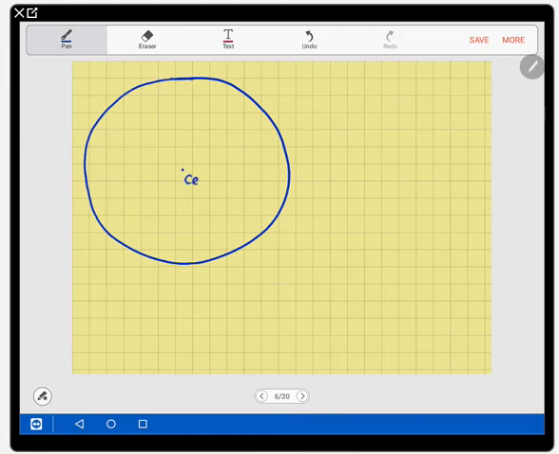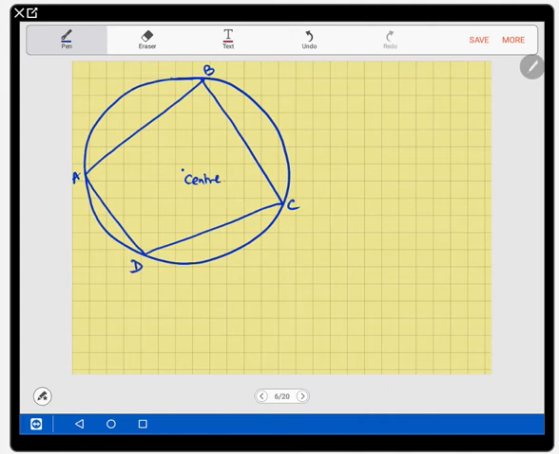Again, this is the center, right? If we have a quadrilateral drawn inside the circle, okay, let's call this A, B, C, D, quadrilateral inside the circle.